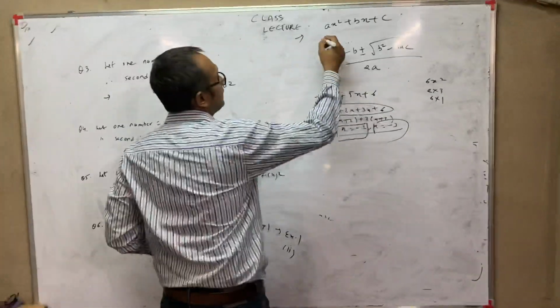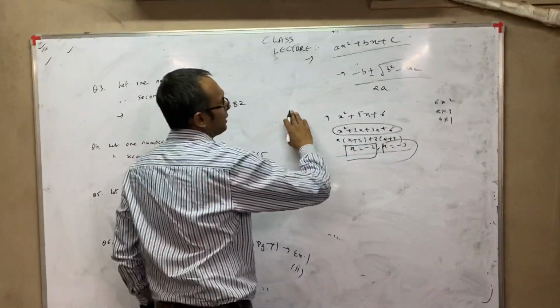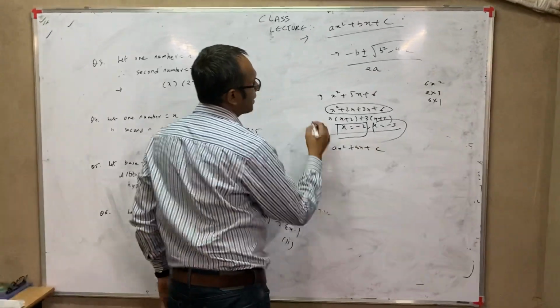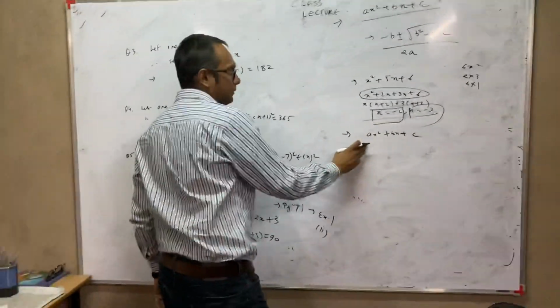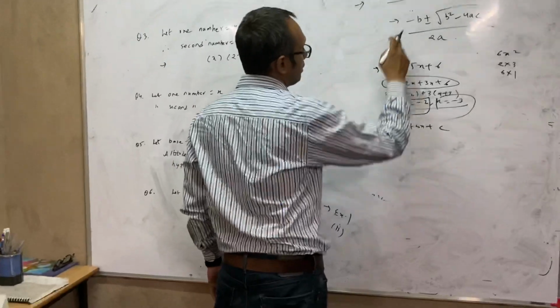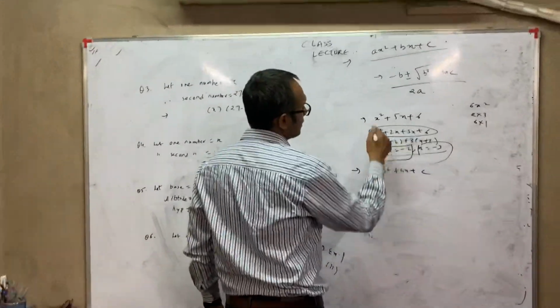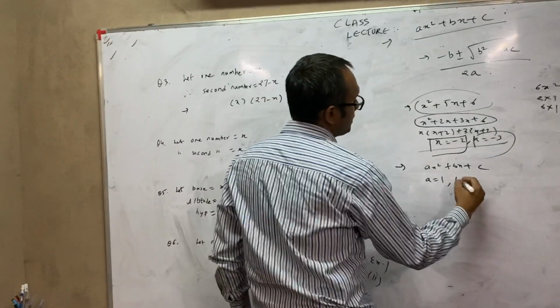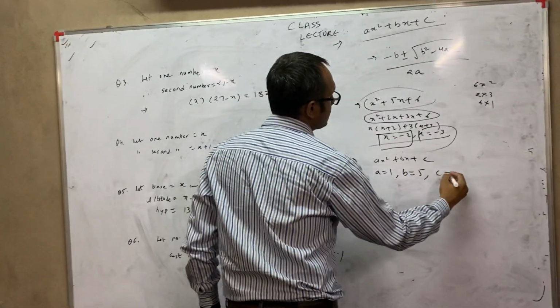First of all, this is the standard form of a quadratic equation, ax square plus bx plus c. The first step is to write the values of a, b and c. So you just have to compare. So my a is 1, b is 5 and c is 6.